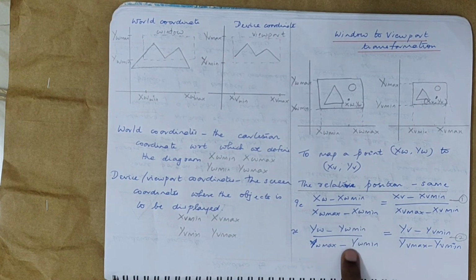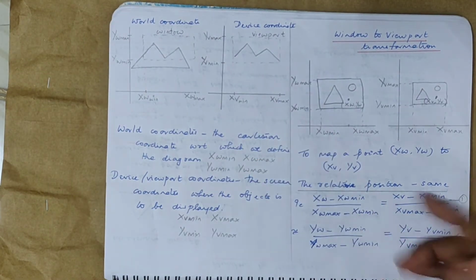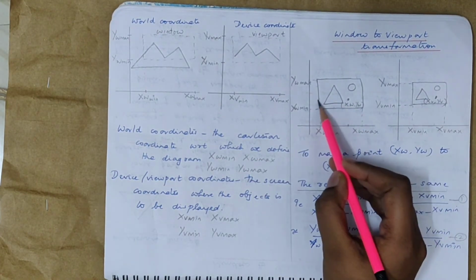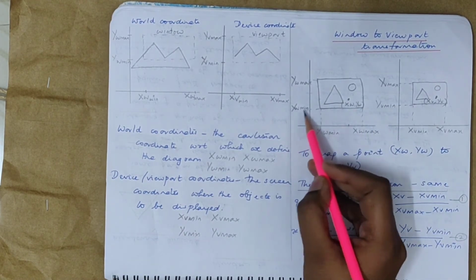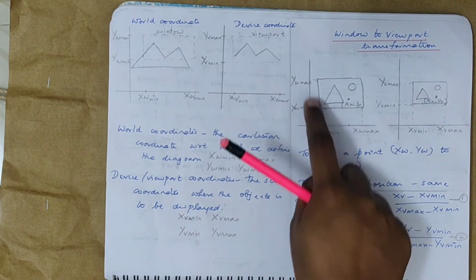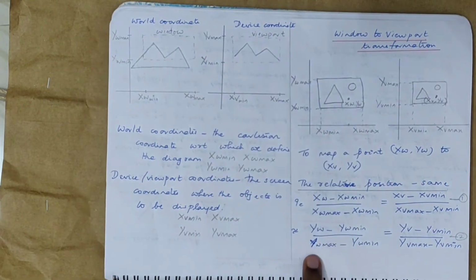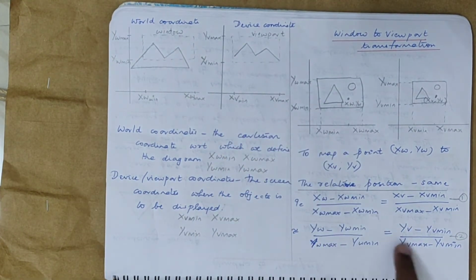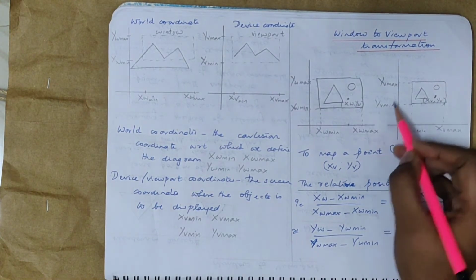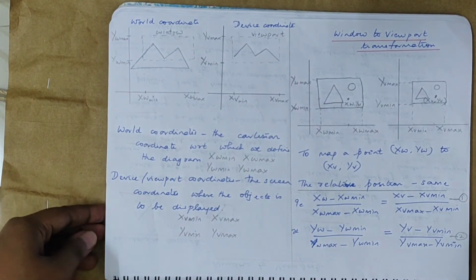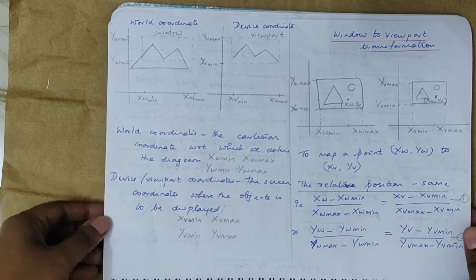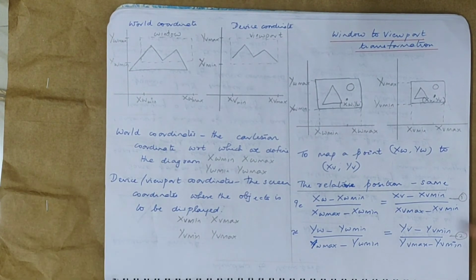Similarly, you can take the relative position for the y coordinate also. That is yw minus yw min divided by the total distance, yw max minus yw min, which is going to be the same as yv minus yv min divided by the total distance, yv max minus yv min. So these are the two base equations.